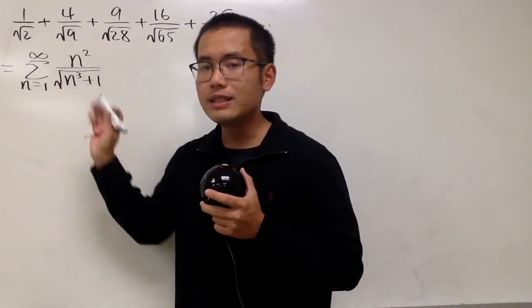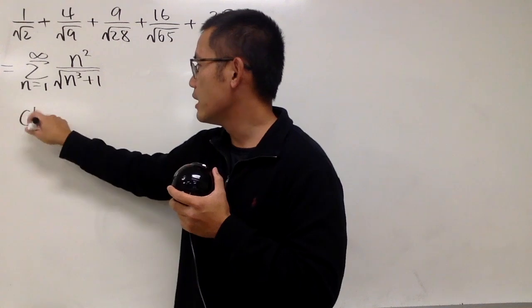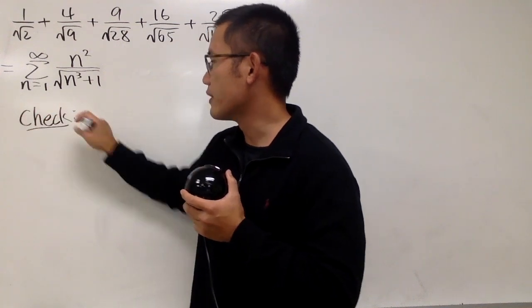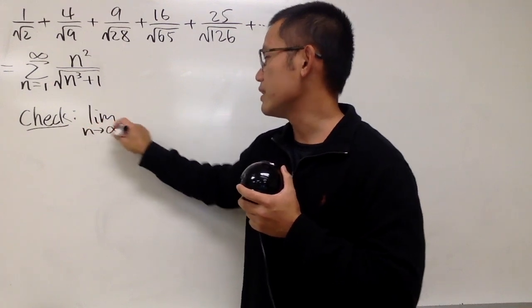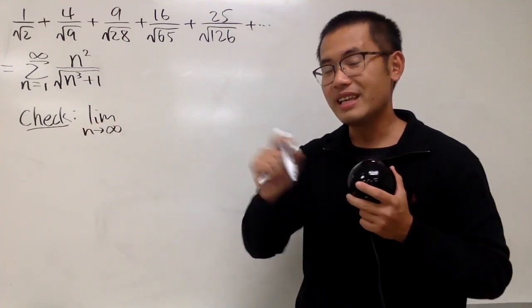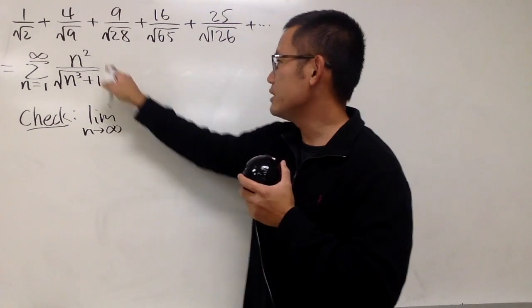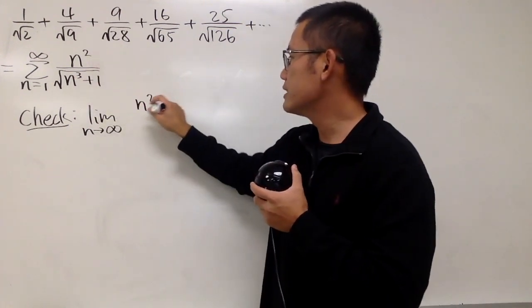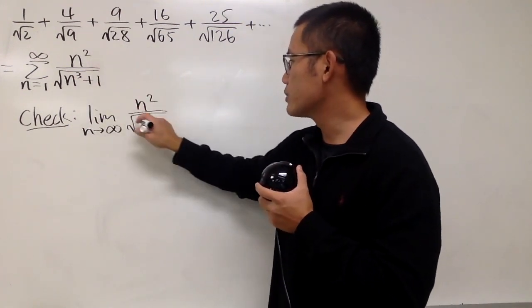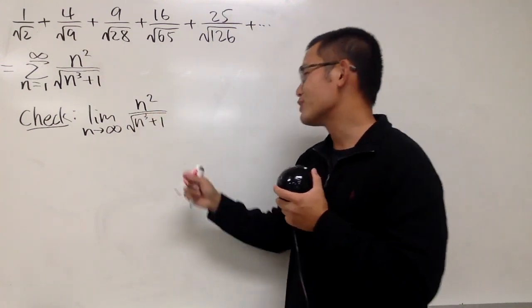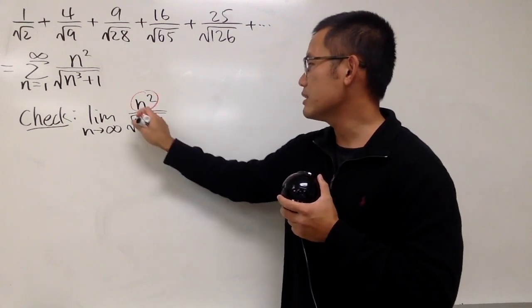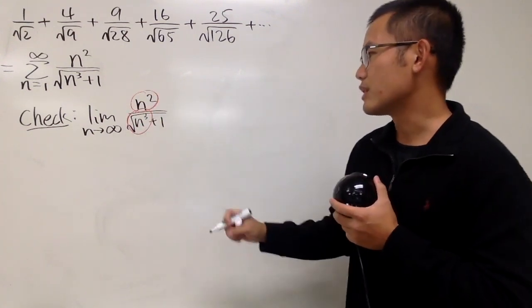Again, this is the series that we're trying to do. But let me just go ahead and check the following. I'm just going to check the limit as n goes to infinity. Yes, we are doing the test for divergence. And you'll see just this part, which is the n squared, over the square root of n to the third power plus 1. And of course, this is just a power situation. You can look at this and look at that. The 1 doesn't really matter.